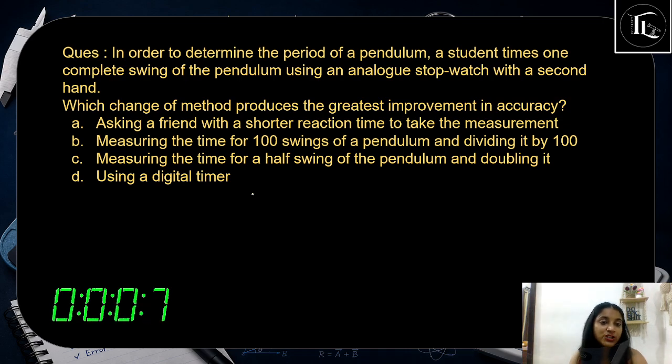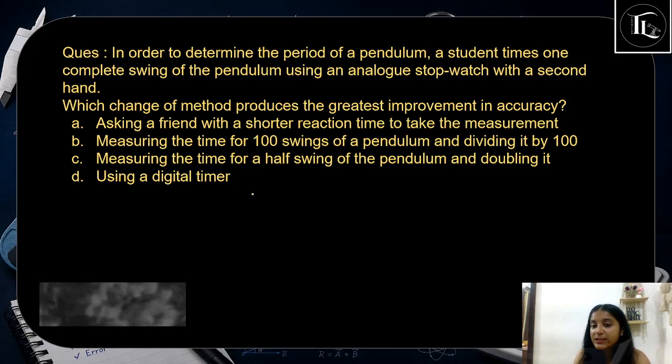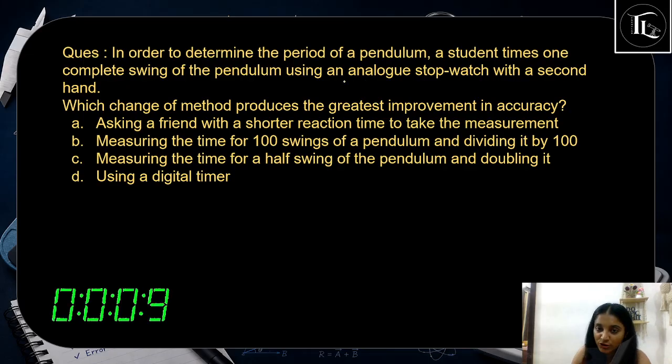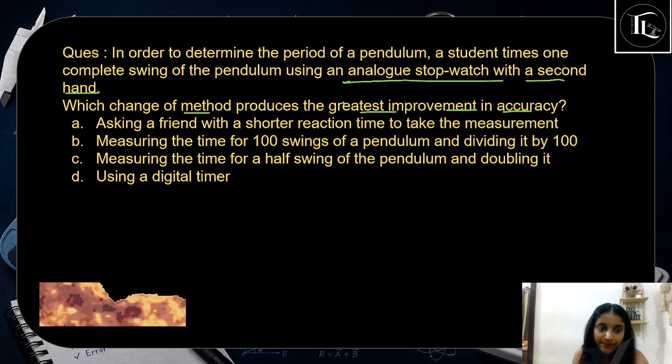Moving to the next question. In order to determine the period of a pendulum, a student times one complete swing of a pendulum using an analog stopwatch with the second hand. Which change of method produces the greatest improvement in accuracy?